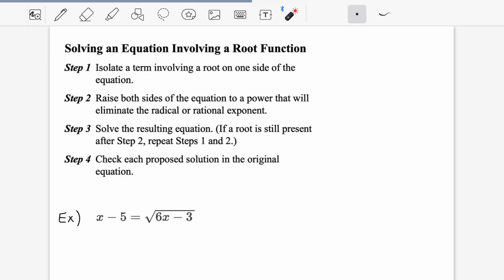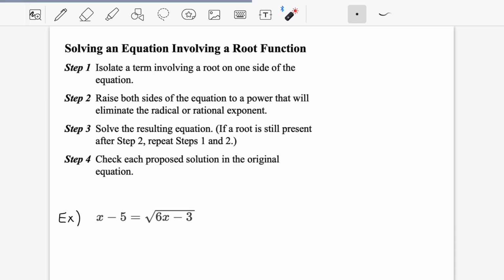Alright, so now we're going to look at several examples of solving an equation involving a root function using the properties of power and root functions that we just saw. So here's the four-step process for doing so. The first thing we want to do is isolate the term involving a root to one side of the equation. Then we'll raise both sides of the equation to a power that will eliminate the radical or the rational exponent, and then solve the resulting equation. And if we still have a root present after this step, then we'll repeat steps 1 and 2. And then lastly, we want to check each proposed solution in the original equation to make sure that it is in fact a solution. So we'll start with this example here.